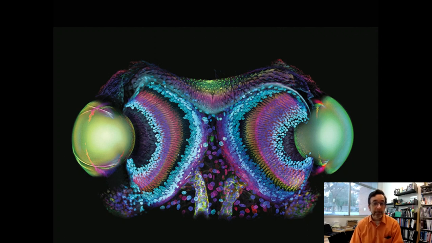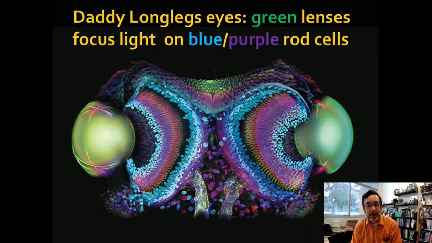So this is an example of the neurons that are connected to an eye. This is not a human eye. This is a daddy longlegs eye. But the green lenses focus the light onto the rod cells. In this case, they are blue and purple. And you can see that they are all arranged so that the light falls upon them, and then they send signals back to the brain. So we're talking about that initial event.